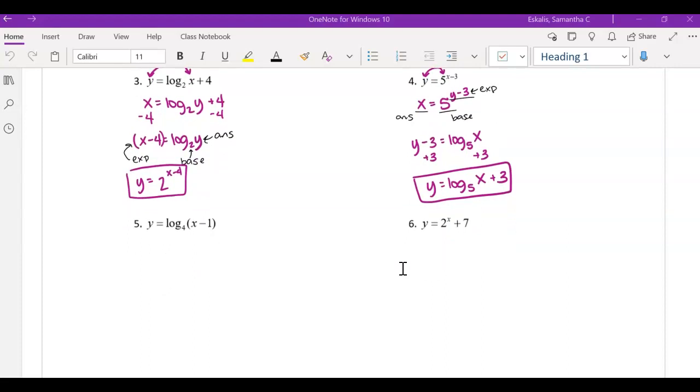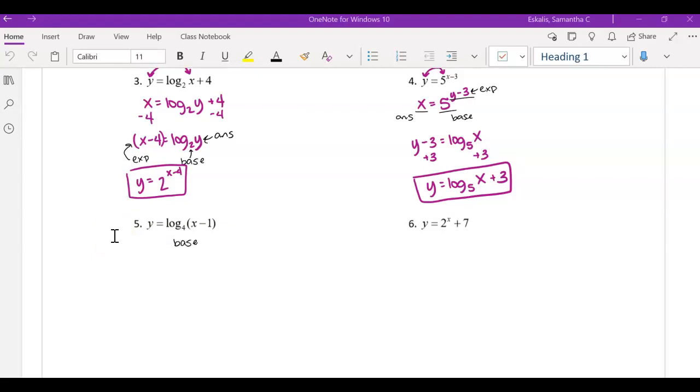All right, let's do number 5 now. So number 5 does have parentheses. Since there are parentheses around this x minus 1, we cannot add 1 to both sides because it is included. It's y equals log base 4 of (x minus 1). So we're just going to go straight from here to converting it to exponential form.